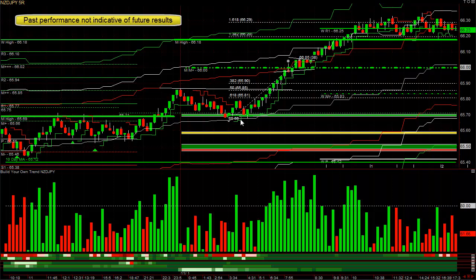Every once in a while you're going to have a currency that's so strong that there are no pullbacks. And there's really only two entry methods that we have. One is a sideways rectangle pattern, and the other one is a pullback pattern.